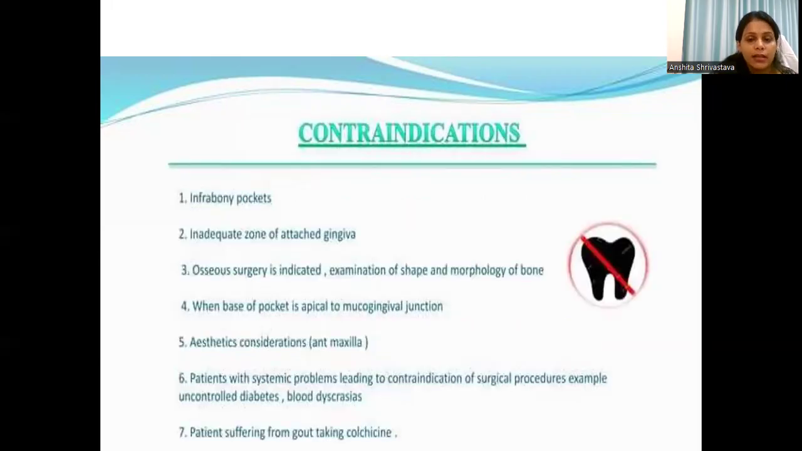Contraindications, when gingivectomy cannot be performed: if there are infrabony pockets, inadequate zone of attached gingiva, when osseous surgery is indicated, examination of shape and morphology of wound, when base of pocket is apical to the mucogingival junction. Aesthetic considerations like anterior maxilla. Patients with systemic problems leading to contraindication of surgical procedures, example, uncontrolled diabetes or blood dyscrasias. And last but not the least, patients suffering from gout taking colchicine.